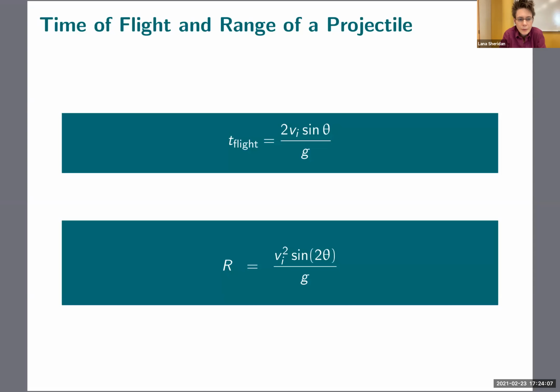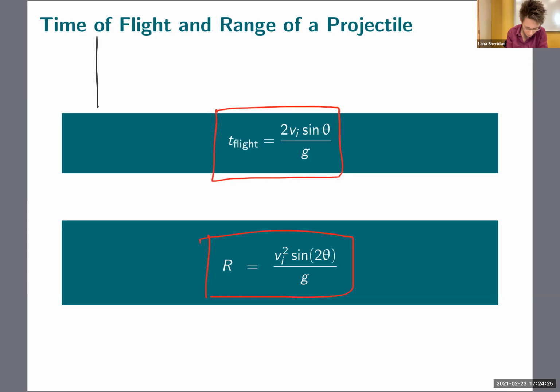Okay, so here we have two equations that we derived last time. We have the time of flight and we have the range. I hope you remember that we found these equations. What case were they true for? Do you remember what constraint we had when we derived these equations? We had just an acceleration due to gravity downward. That was it, but there was something else too. For this to be the time of flight and the range of a projectile, it was something about where the projectile ended up. Do you guys remember?